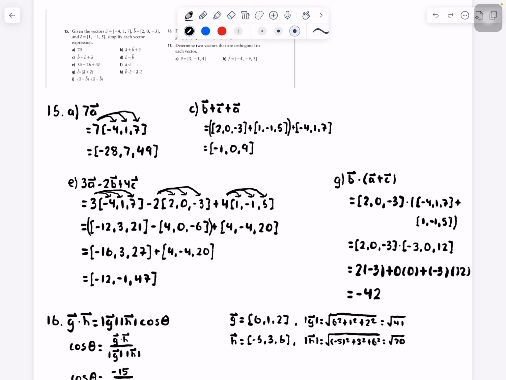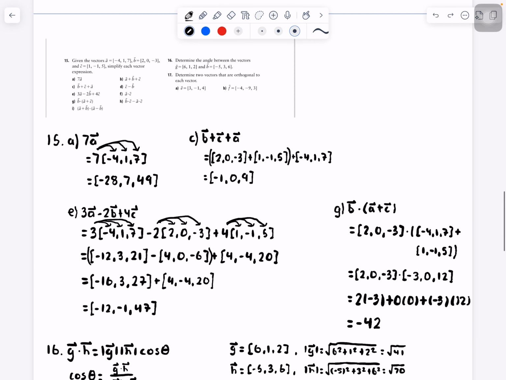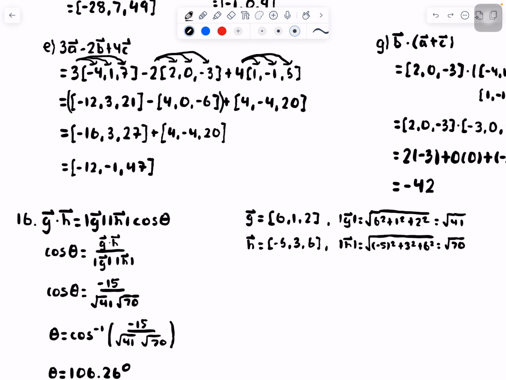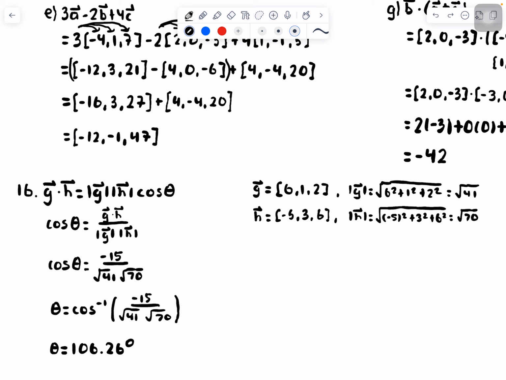And then I'm dotting it with (2, 0, -3). So now I'm doing component-wise multiplication and then adding all those up. So 2 times -3 plus 0 times 0 plus -3 times 12. And the final answer I get is -42. Okay. So you're told what to do first in this case, the brackets first, right? So you're doing A plus C, then you're dotting that resultant with B. Good. Question 16, determine the angle between the vectors. Okay, so the angle between the vectors, very simple formula for this. We're equating, this in a sense is the Cartesian dot product.